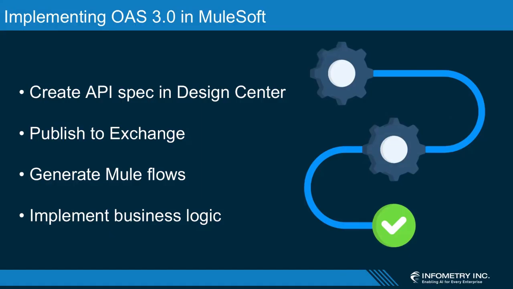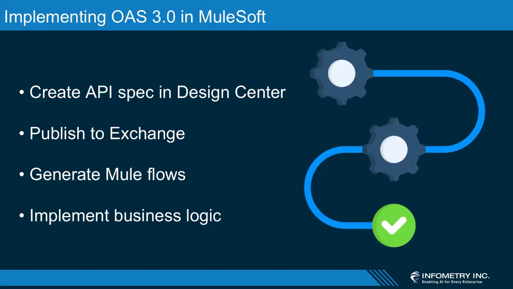In MuleSoft, we have Exchange, where we store the APIs, so that they can be reused whenever we want within our organization. So once we finalize the API specification and everything is done, we publish to Exchange. This makes it discoverable and reusable across teams. Next, generate Mule flows. Once it is published, when we are implementing in MuleSoft, MuleSoft can generate flows directly from the OAS file. In Studio, you can use the OAS to automatically generate the flows.